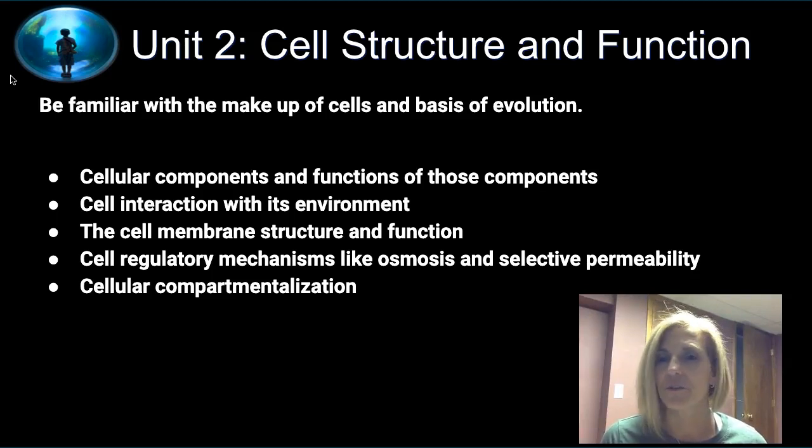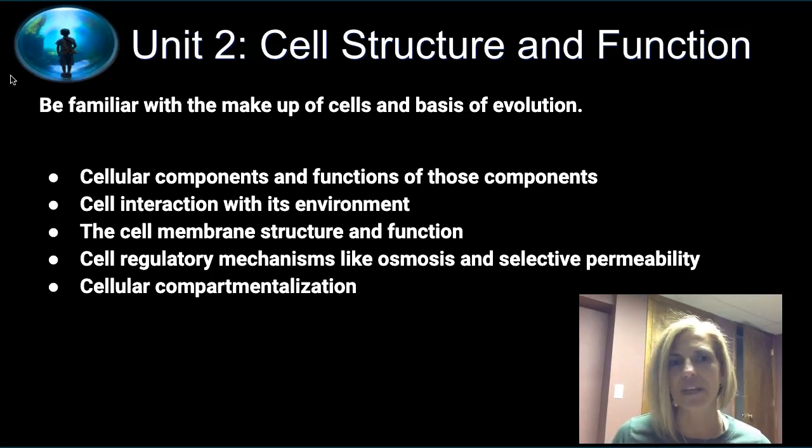But I'm just going to go through Unit 2 today. I'm not editing this video like I would normally, so if I make mistakes along the way, just roll with the punches. So Unit 2 is all about cell structure and function, and that is almost self-explanatory, right? So know about the parts of the cell and what they do and why they're important.